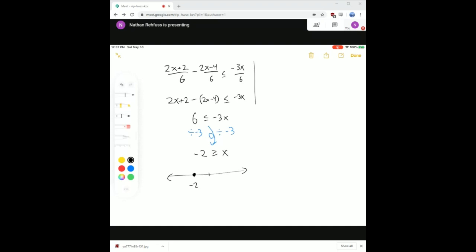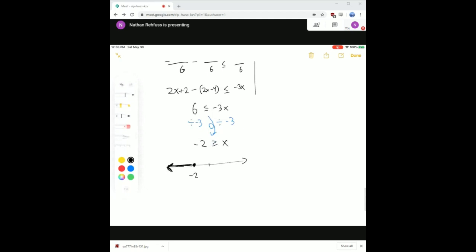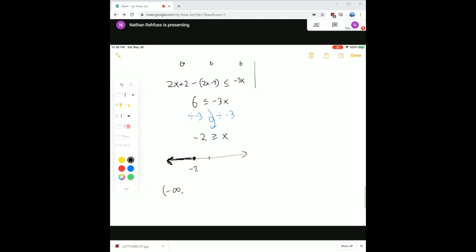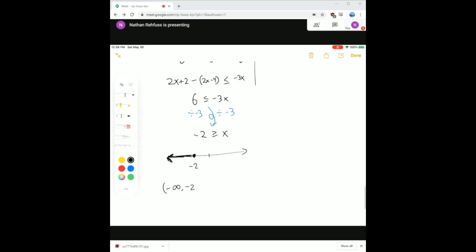And so this interval, we always go from left to right in interval notation. I don't know if I said that before, but we always go from left to right. So this is the interval from negative infinity up to negative 2. Negative infinity always gets a parenthesis. This time, negative 2 gets a bracket because it's a closed circle.